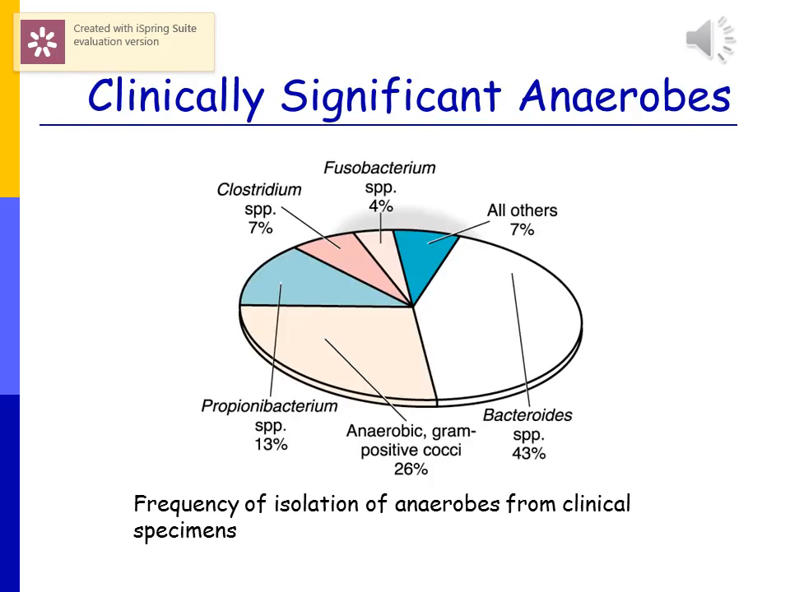So remember, you guys saw this slide last semester, your clinically significant anaerobes, and the most clinically significant anaerobe by far is Bacteroides species. Bacteroides causes 43% of all anaerobic infections. Next common would be your anaerobic gram-positive cocci, followed by Propionibacterium, Clostridium, other types of anaerobes such as Prevotella, Porphyromonas, and Fusobacterium.